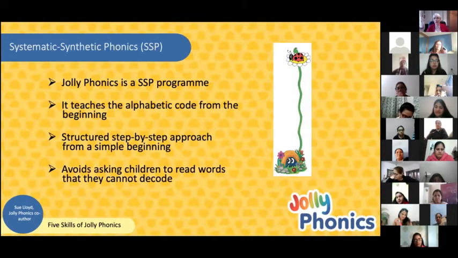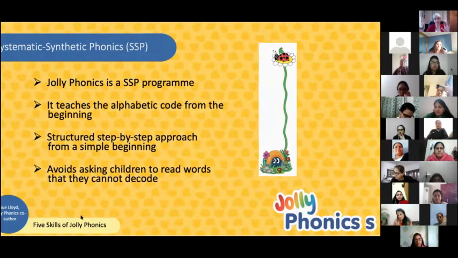And on the way, my colleague, Sarah Wernham, joined me. She was new to the school, and she's been with us ever since. So we've worked all together since then. But that's how it came about. And it is a synthetic phonics program because it teaches the alphabetic code from the beginning in a step-by-step simple approach. And what we always avoid doing is asking the children to read words before they can decode them. It's just such an important thing.